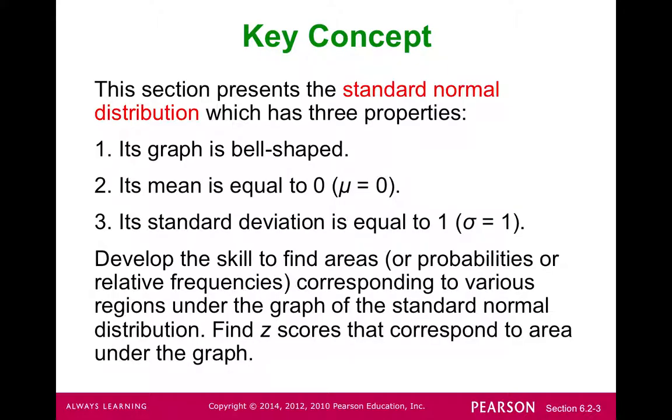And in this section, we're going to learn the skills to find areas, and those areas are going to correspond to probabilities, which can also be turned into relative frequencies or percentages, corresponding to various regions under the graph of the standard normal distribution, so this bell-shaped curve. And we're going to use z-scores that correspond to that area.